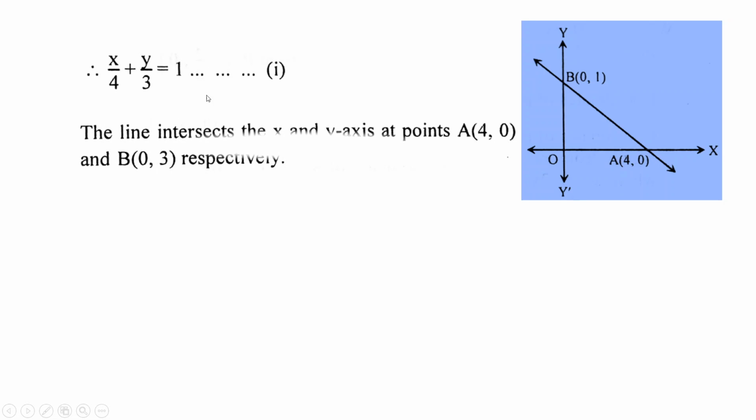Now boys, the line intersects the x and y axis at the points A(4, 0) and B(0, 3) respectively.